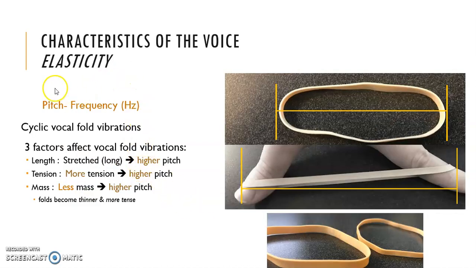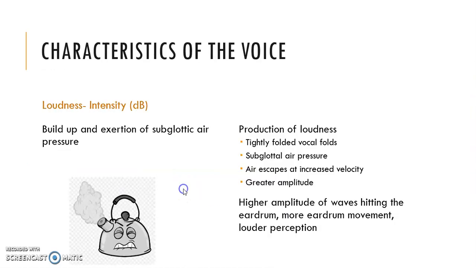All right, so we have two characteristics of the voice. We have pitch, number one, which is also known as frequency, and it's measured in hertz. So pitch is essentially just the cyclic vocal fold vibrations, and it's determined by the length, the tension, and the mass of the vocal folds. So you can kind of think of the vocal folds as a rubber band. If we have a very thick rubber band versus a very thin rubber band, the thick rubber band is going to be a deeper voice. A thin rubber band is going to be a higher pitched voice. If we have a relaxed rubber band, then it's going to give us a deeper sound. If we stretch that rubber band out, it's going to be very tense, it's going to have less mass, and it's going to give us a higher pitch.